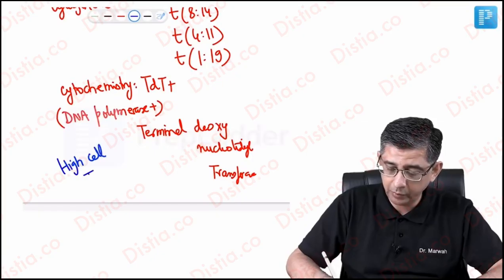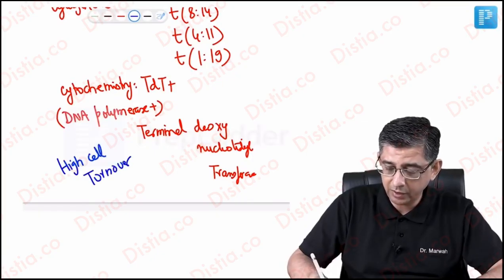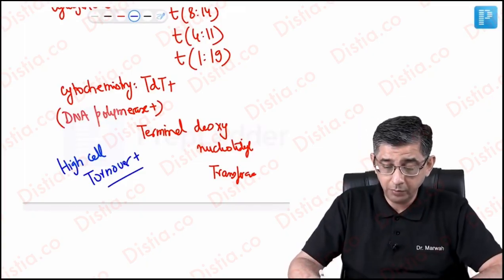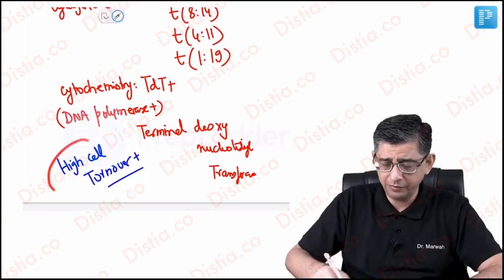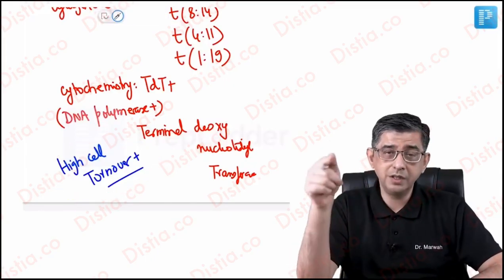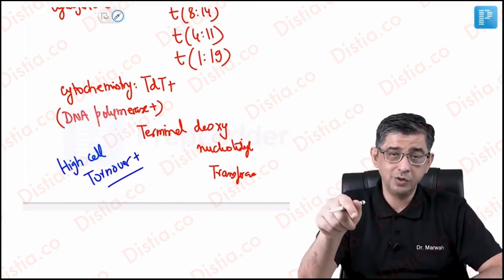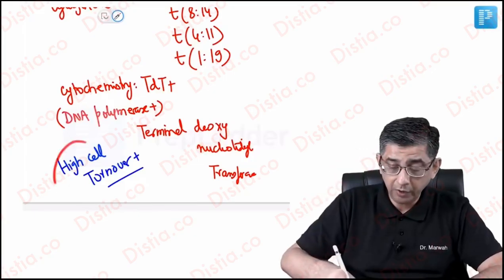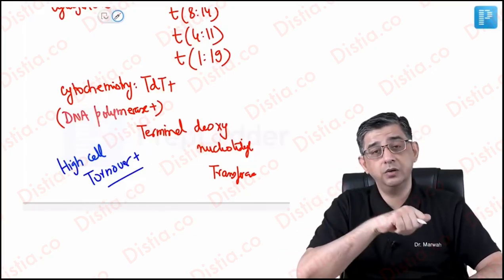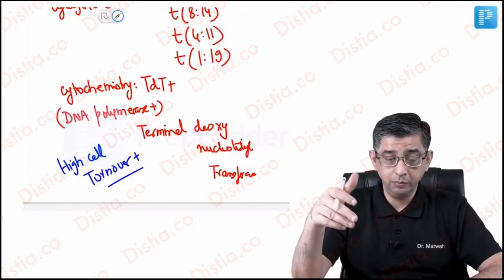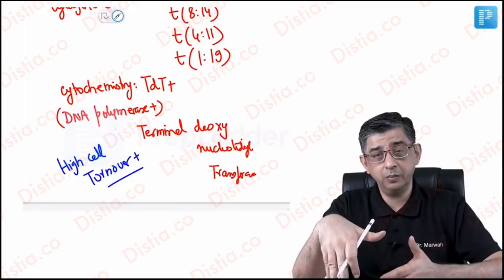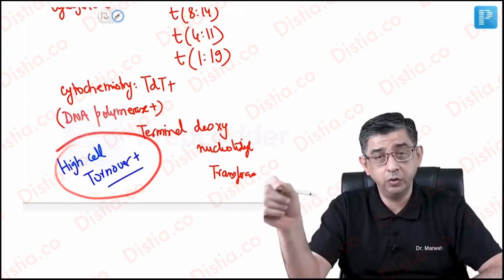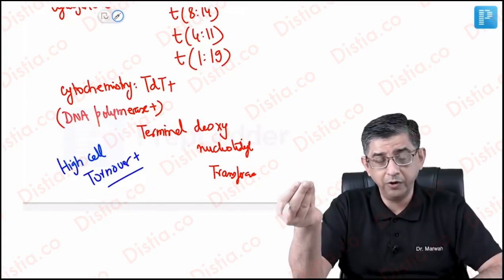So whenever you read TDT positivity, it means that things are really going bad. The cancer is multiplying very fast. And why am I worried about this? What's the impact? Why am I as a physician worried? Because the higher the cell turnover, the more the chances of tumor lysis syndrome the moment I give chemotherapy. And if I have a tumor lysis syndrome, the kidneys will shut down, and that is where awareness of this fact, that tumor lysis syndrome can occur with acute lymphoblastic leukemia, is of paramount importance.